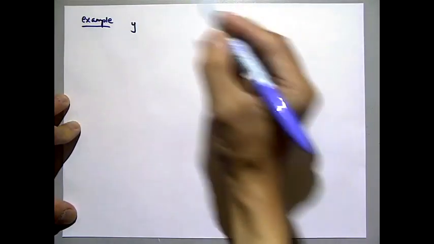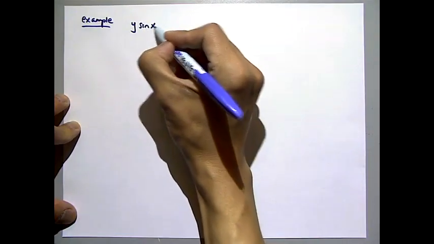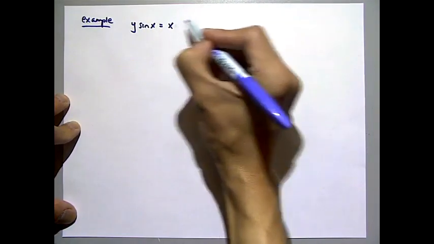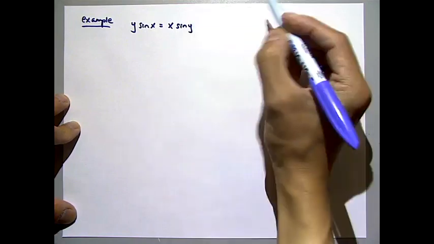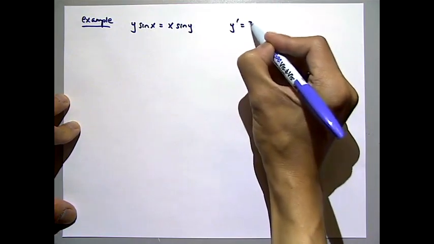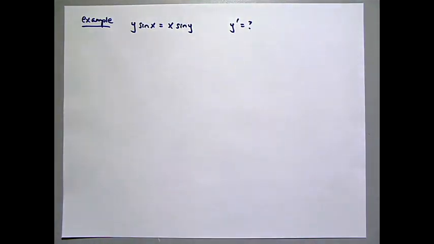Okay, if you think you've got that, try this one on your own. I'll give you 2 minutes. Find what y prime is equal to if the function is defined implicitly as y sine x is equal to x sine y. 2 minutes.